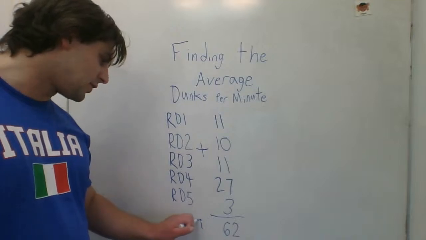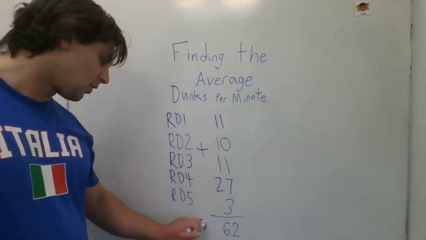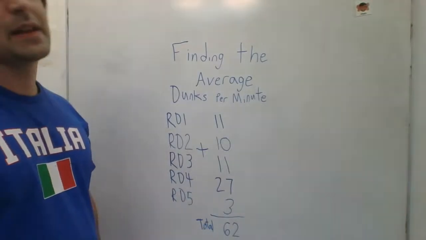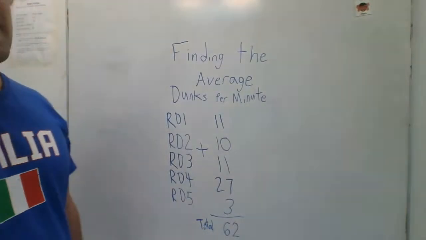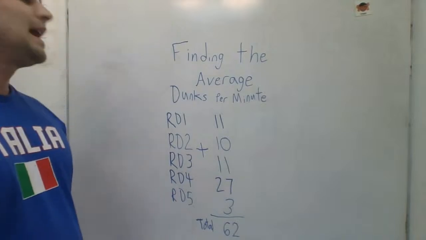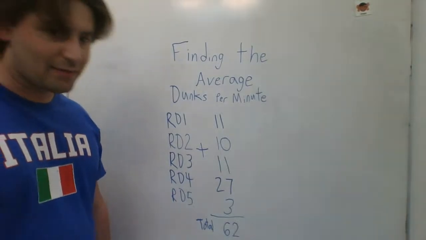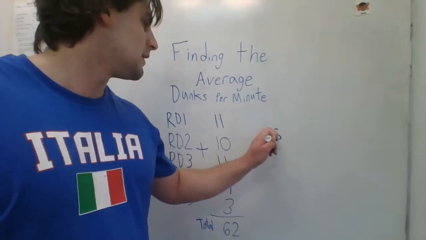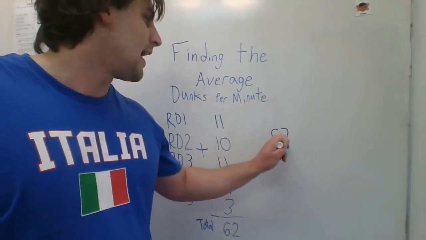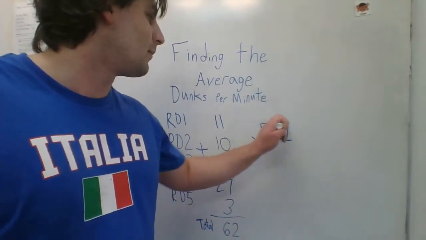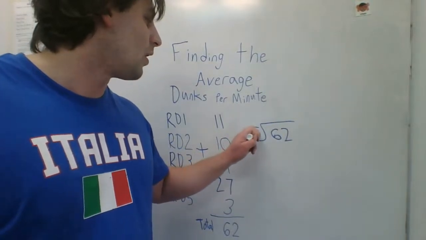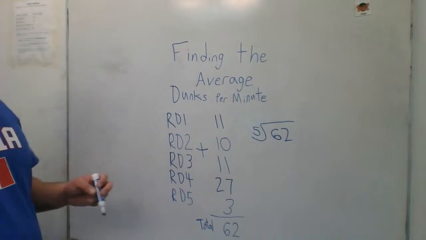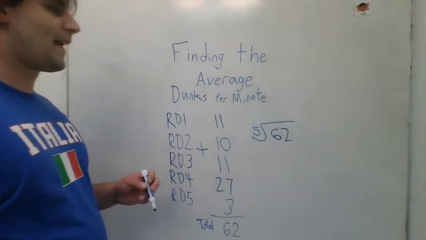Now to find the average, I have to divide the total amount of dunks by the number of rounds. I did 5 minutes of dunking. To find out my dunks per minute, I have to do 62 divided by 5. And it's probably not going to be a whole number. There probably will be a decimal or fraction in my answer. So 62 divided by 5.